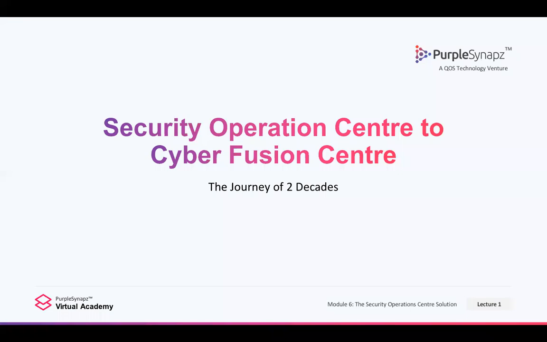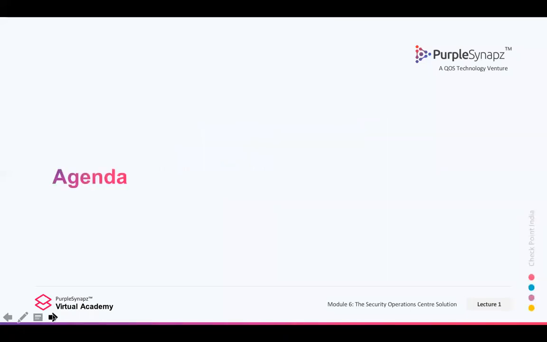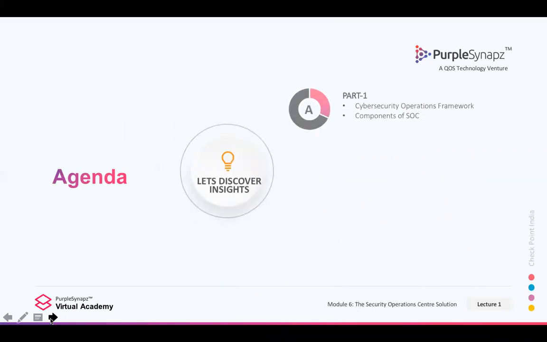So the agenda is distributed like this. In part 1, we are going to cover the cybersecurity operations framework and the different components of SOC. Then in part 2, which will happen today post afternoon or early evening, we are going to cover the evolution of SOC through generations. What are the different models of security operations which we have seen in the last 2 decades?